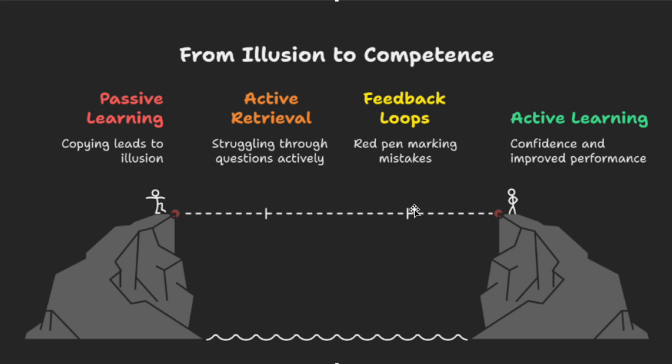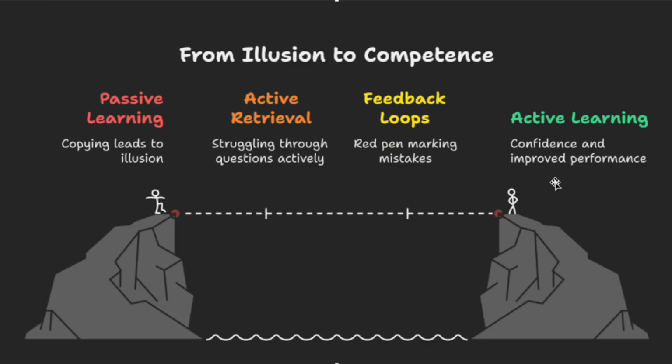The third step is feedback loops, and this is where the students take a red pen or a green pen and write down their mistakes on a separate piece of paper and go through their corrections. This is where they can understand exactly where they're getting the questions wrong, and so they can fix this mistake for the future. And step number 4, when they are most confident, is the active form of learning.